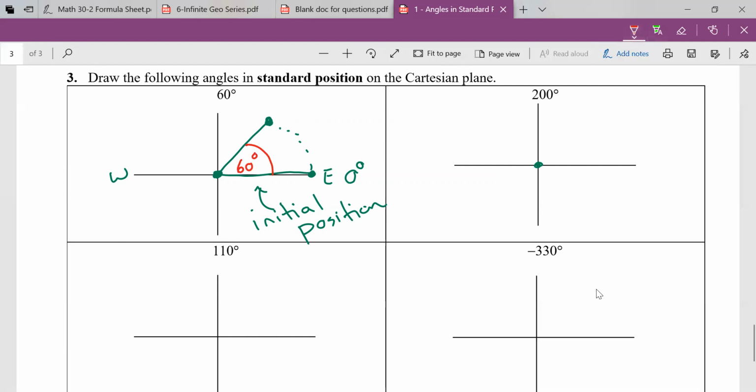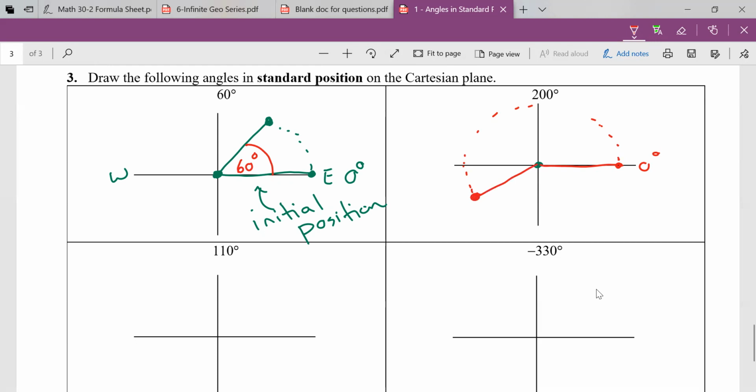So for 200 degrees. Again, we originally start right over here at 0. And now we've gone 200. Okay, so we've rotated. There's 180. So we're a little bit past 180. We're right there. That's 200 degrees.